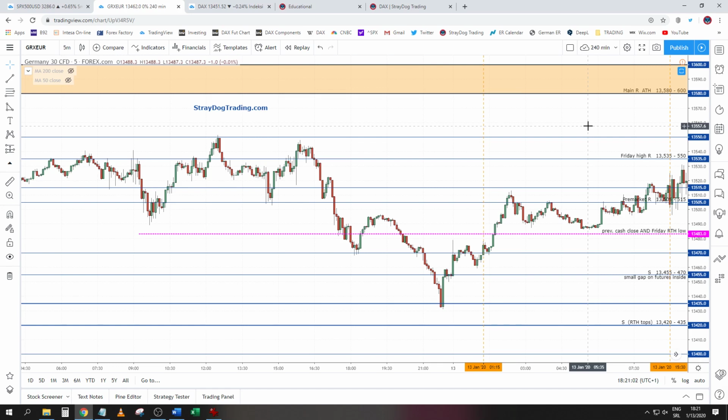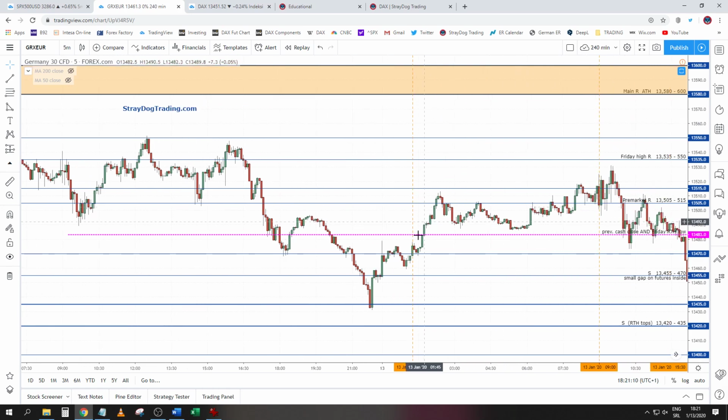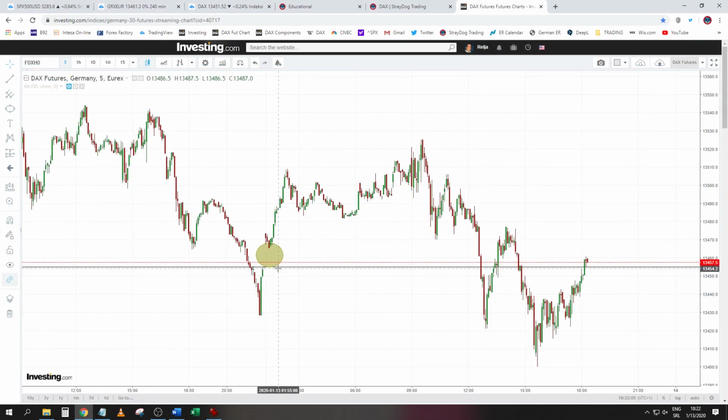Today we had an open gap on futures. The futures session started with a small gap up, which you can't see on the CFD charts, and it was right there at this zone 455 to 470. It was just a 10-point gap. Here it is. So you need a futures chart for that, and you also need a futures chart in determining pre-market values.